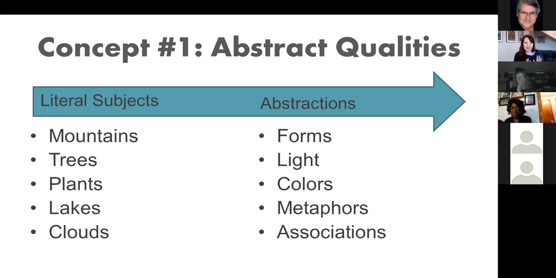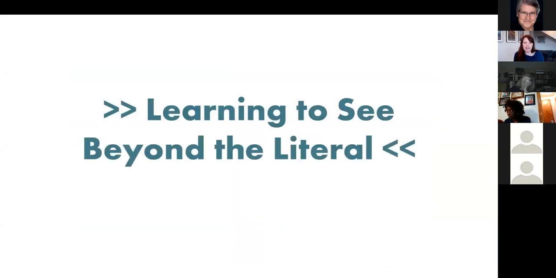So let's say we have a scene in front of us that includes mountains and trees and plants and lakes and clouds. Those are all the literal things that we get out in nature for because we love those things. But we're actually also photographing abstractions. So things like shapes and forms and light and colors, metaphors, associations. All those abstract qualities are additional things that we can use in our compositions. So by learning to see beyond the literal qualities of the scene in front of us, we're then able to have more tools at our disposal to create compositions.